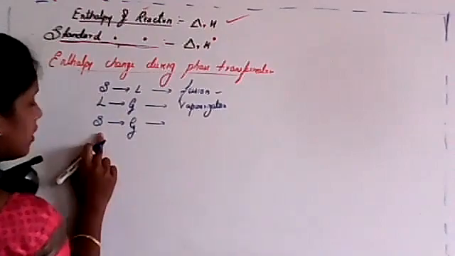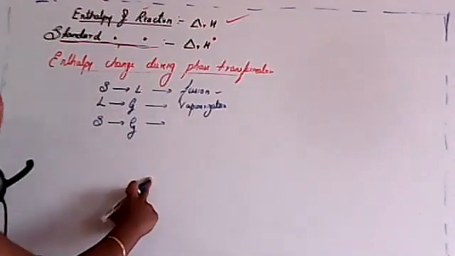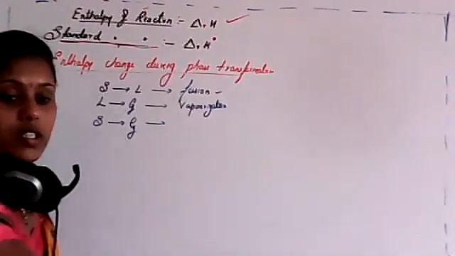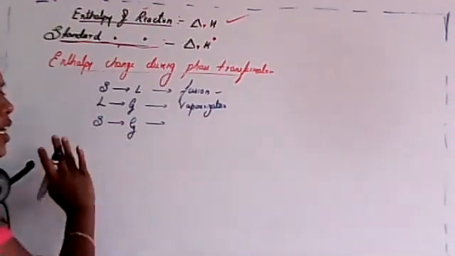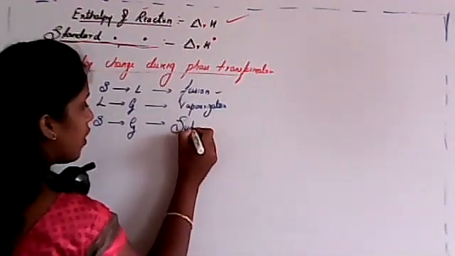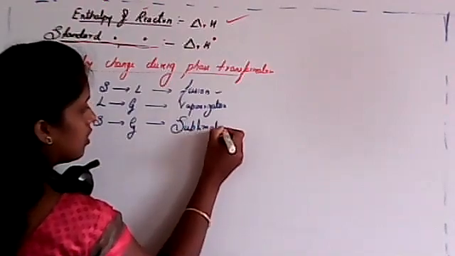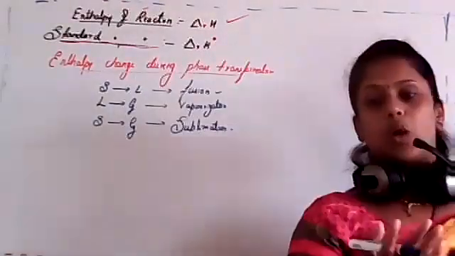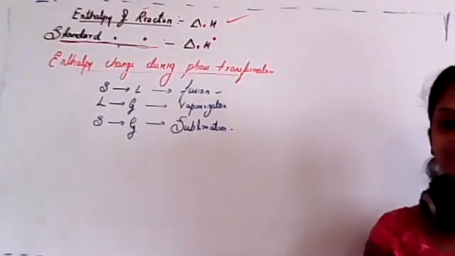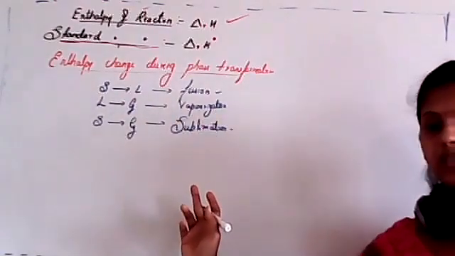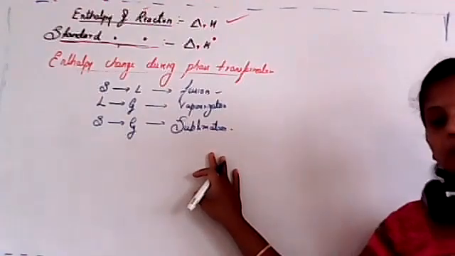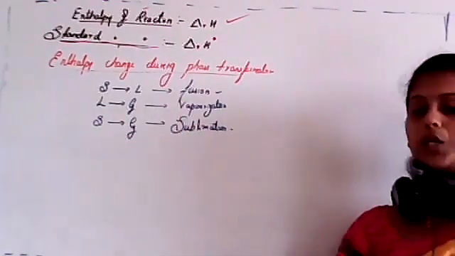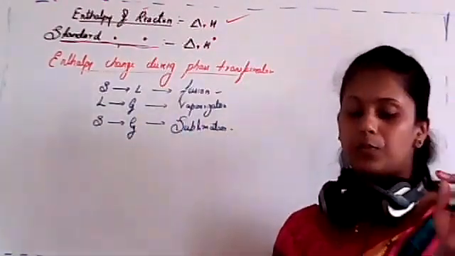Next, the third one. Solid is directly converted into gas without undergoing any liquid formation. Yes, that is known as sublimation. So fusion is a process where a solid substance converts to liquid, and vaporization is a process where a liquid substance converts into the gaseous state. And the final one, sublimation, is a process where the solid directly converts into gas without undergoing any liquid formation. Remember these points, students.